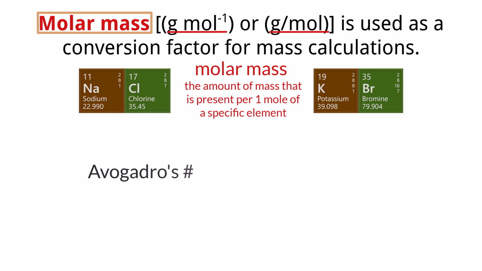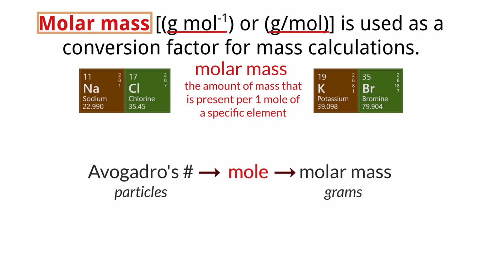Like Avogadro's number, molar mass is another conversion factor you should get comfortable with using. These two conversion factors also have the mole in common, as Avogadro's number takes us from particles to moles and molar mass from moles to grams. If you ever find that you need to convert from particles to mass or vice versa, you will have to use both conversion factors in your calculation. Let's practice that with another example.